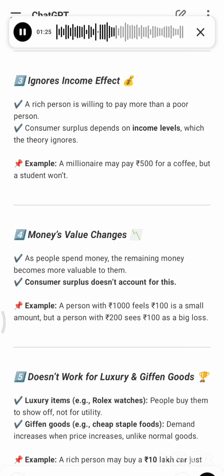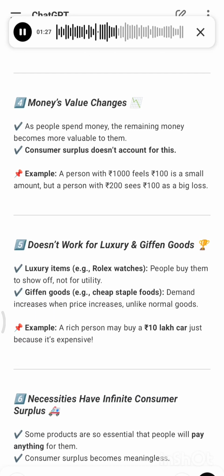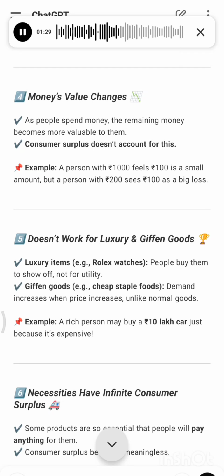Luxury items, e.g. Rolex watches, people buy them to show off, not for utility. Giffen goods, e.g. cheap staple foods, demand increases when price increases, unlike normal goods. Example, a rich person may buy a 10 lakh car just because it's expensive.